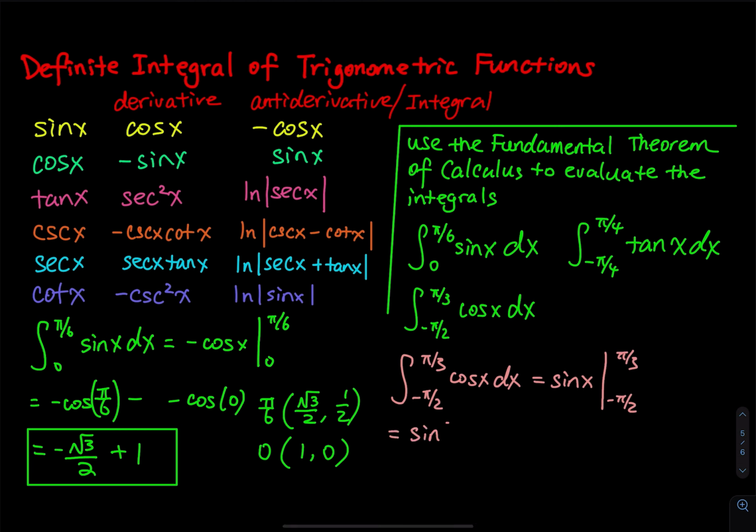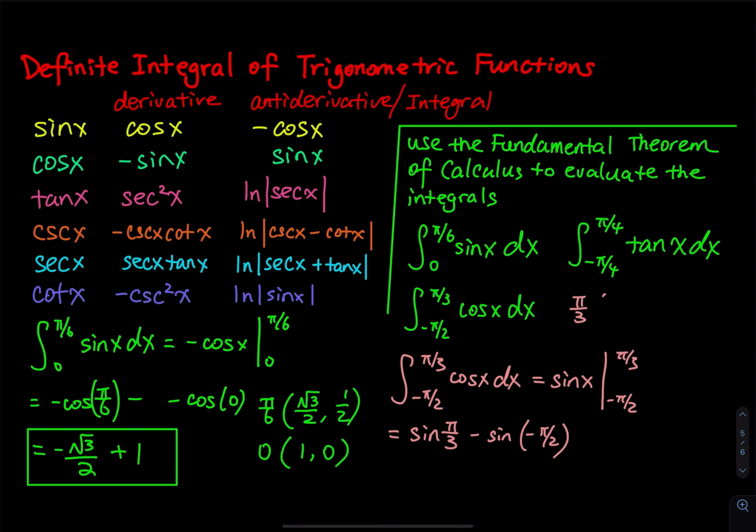So we have sine of pi over 3 and then minus sine of negative pi over 2. So this is negative pi over 2. So what are the coordinates? Look at your unit circle. You don't have to look it up right now, so I will just write it down for you.